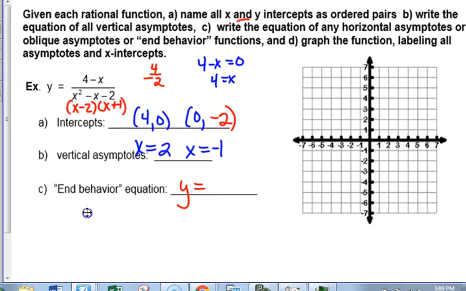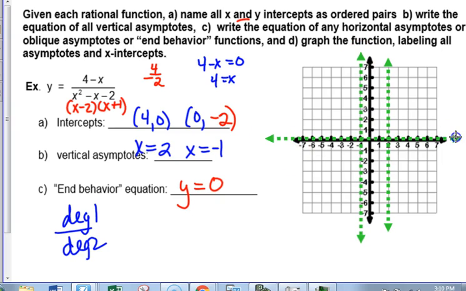All right. End behavior, degree what over what? Degree 1 over degree 2. Everybody good? So that means it's approaching y equals 0. Okay. I'm going to use my line tool and cheat. I have an asymptote at 2, an asymptote at negative 1, and a horizontal asymptote at 0. It says in the directions, make sure you graph labeling all those. So this is x equals 2. This is x equals negative 1. This is y equals 0.